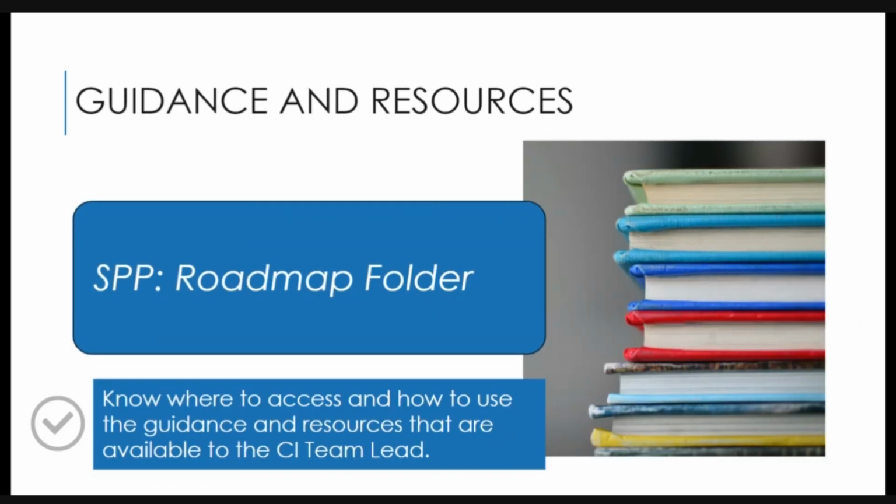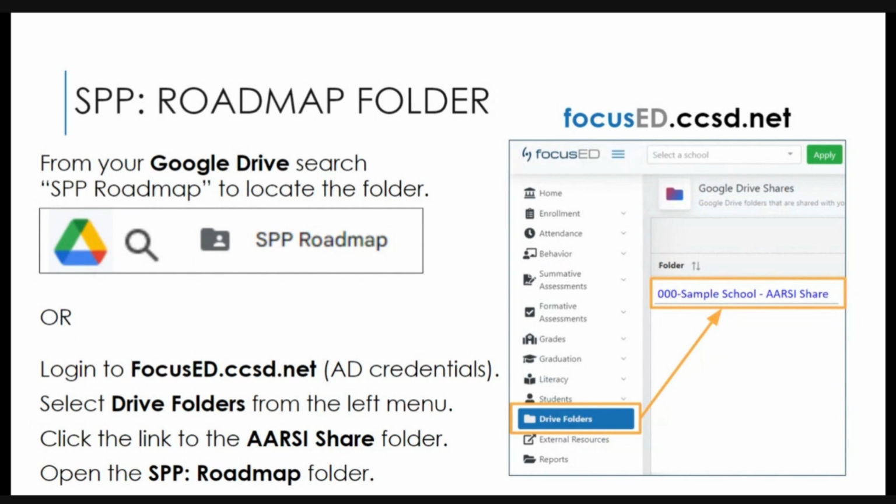So moving on, our second learning intention is for you to know where to access and how to use the guidance and resources that are available to the CI team lead. All of the guidance, resources, and documents for the continuous improvement process are in the Google Drive in a folder titled SPP Roadmap. As we mentioned at the start of our presentation, access to your SPP Roadmap folder is through your RC Share folder. For those of you who have not accessed your RC Share folder, we will give you a moment to do so now. Once again, if you're having issues accessing that folder, please drop a comment in the chat and we'll do what we can to get you access.